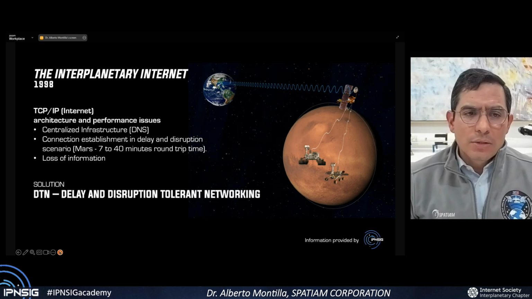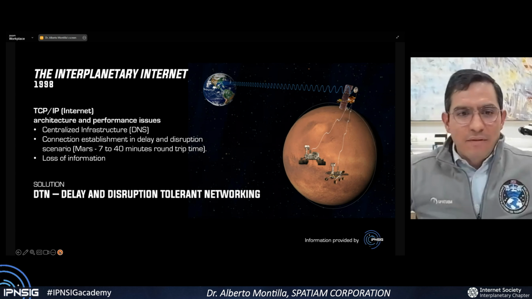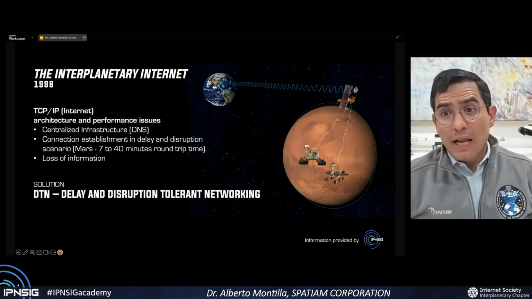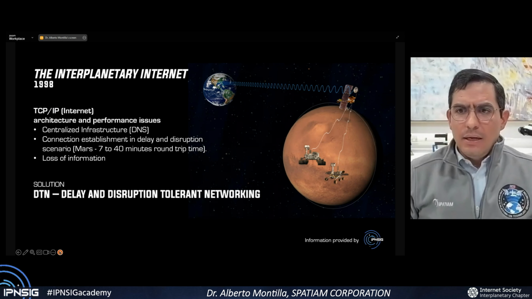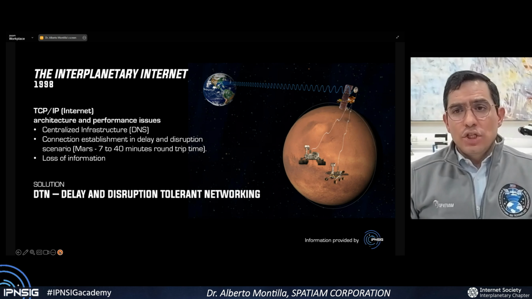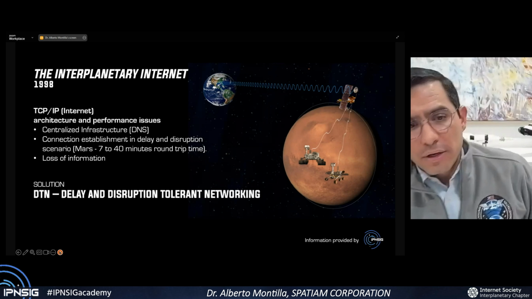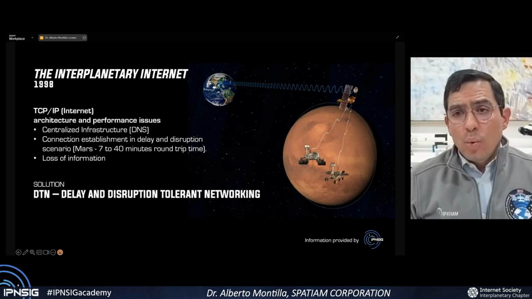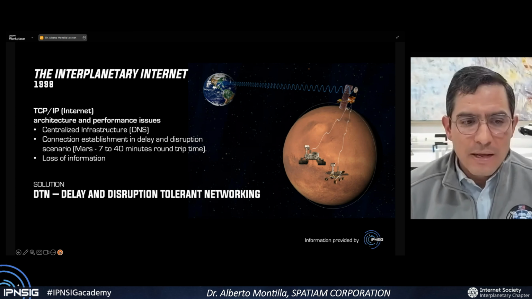Some of those include the fact that on Earth, because Earth is relatively small if you consider the volume of space, the internet relies on infrastructure that is centralized on Earth, like DNS. Also, the protocols in general were very chatty and very connection-establishment related, and those protocols would stop performing in the presence of delay and or disruption. In 1998, the main use case analyzed was Mars. And all of that would rely on an architecture that would not guarantee a reliable transfer of data.